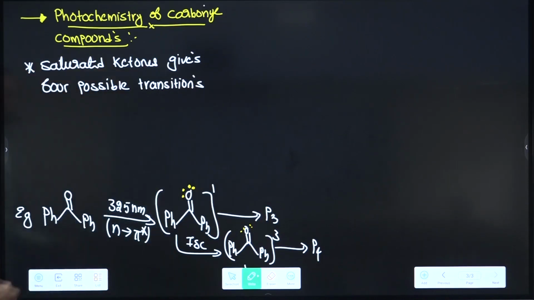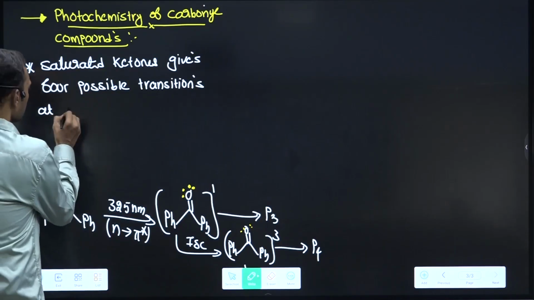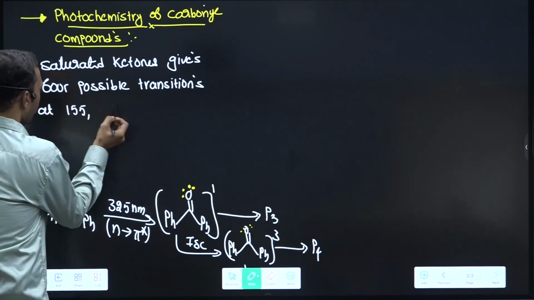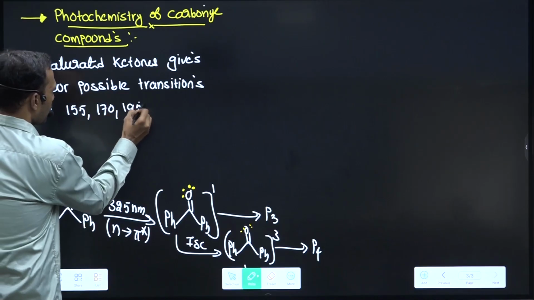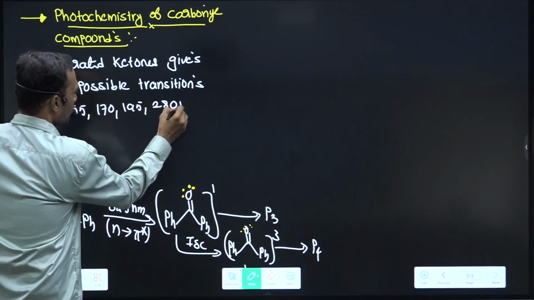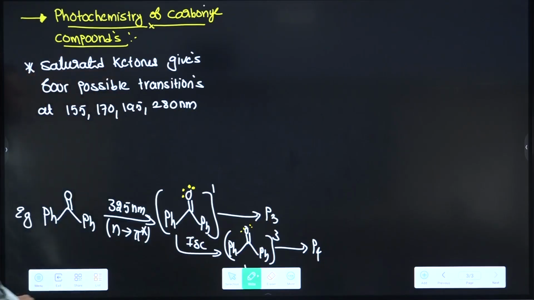Saturated ketone gives 4 possible transitions at 155, 170, 195, 280 nanometers. These are the 4 possible transitions in saturated ketone, involving sigma as well as pi. I am writing them completely: sigma to sigma star, n to sigma star, pi to pi star, and n to pi star. 4 I have written.